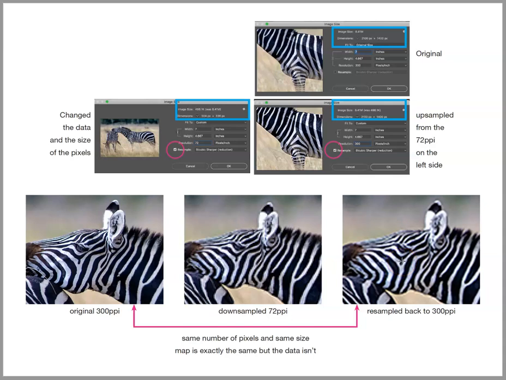So what happens is the detail in our image gets soft. It gets fuzzy. It gets blurry. You can see how much crisper this is than this.